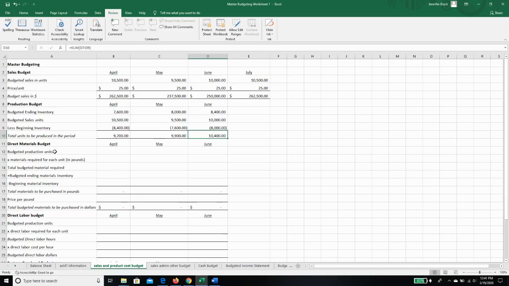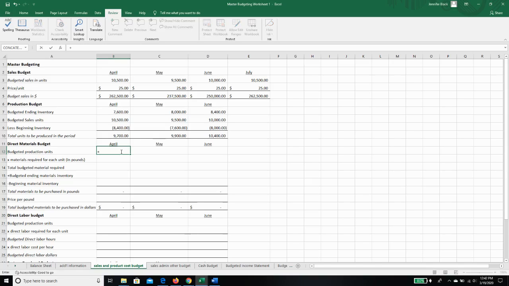So our direct materials budget is going to be budgeted production units times the material required for each unit in pounds, which will give us our total budgeted material required. Then we're going to add budgeted ending inventory and subtract beginning materials inventory to get how much must be purchased. Then we're going to multiply that by price per pound, and we're going to come up with our purchase budget in dollars. But we're going to start with our production units.